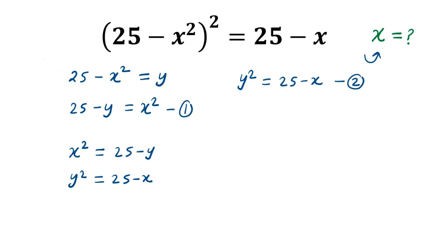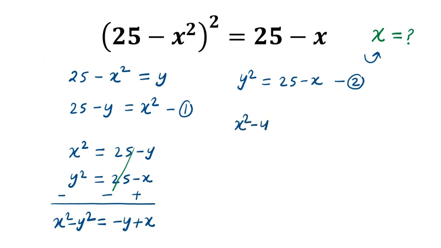Now subtract equation number second from first. Then in left hand side you will get x square minus y square is equals to, in right hand side this is positive 25 and this is negative 25, so both cancel out. Now in right hand side you will get minus y plus x. So x square minus y square is equals to minus y plus x.